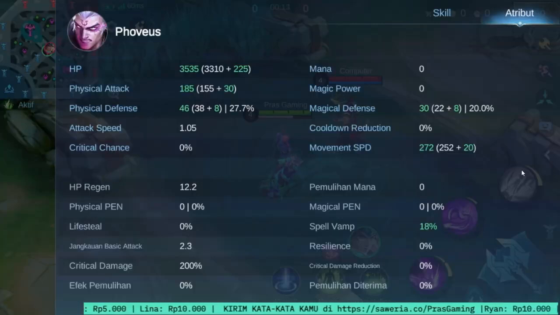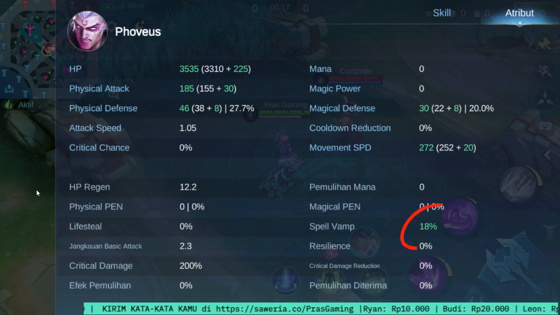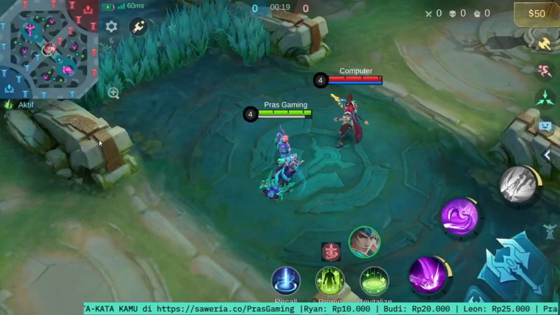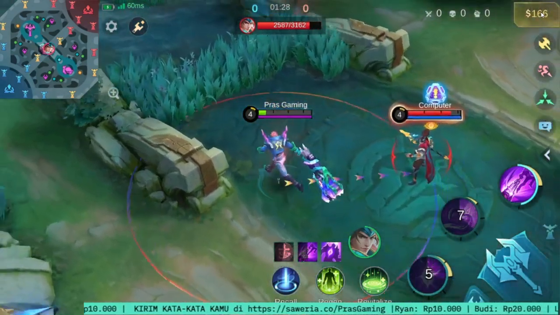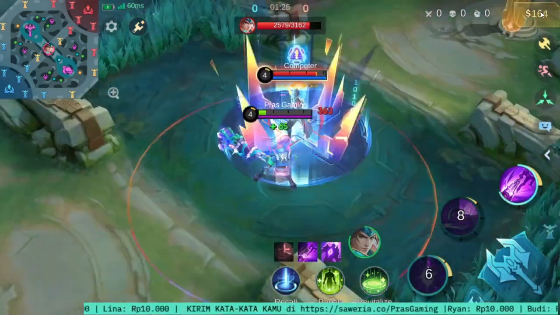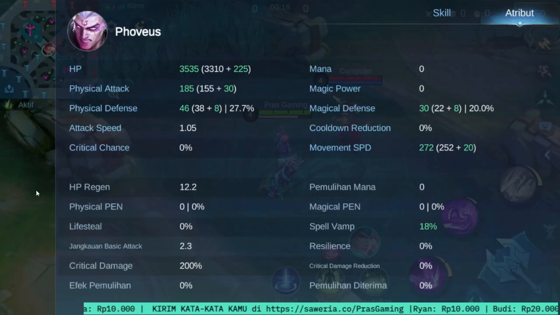Okay, now let's start the calculation. Here we can see that the hero, without buying any item, already has 18% SpellVamp. Then the damage from Skill 1 has 363 physical damage, the red number that I circled. Then there are 65 HP recovery, which is the green number that I circled. 65 is the result of 363 multiplied by the 18% SpellVamp.